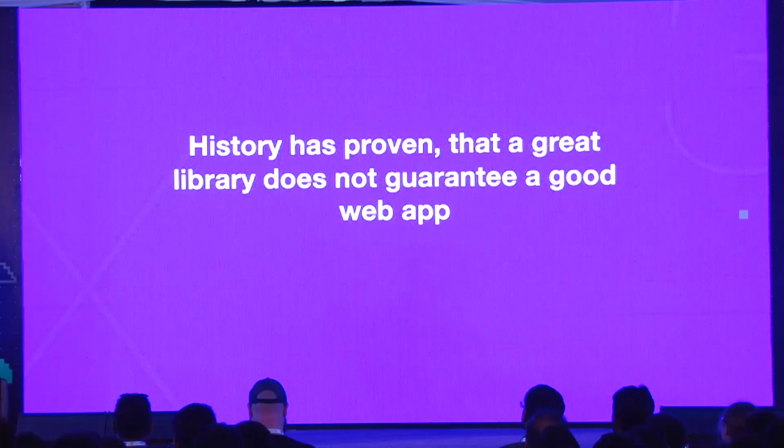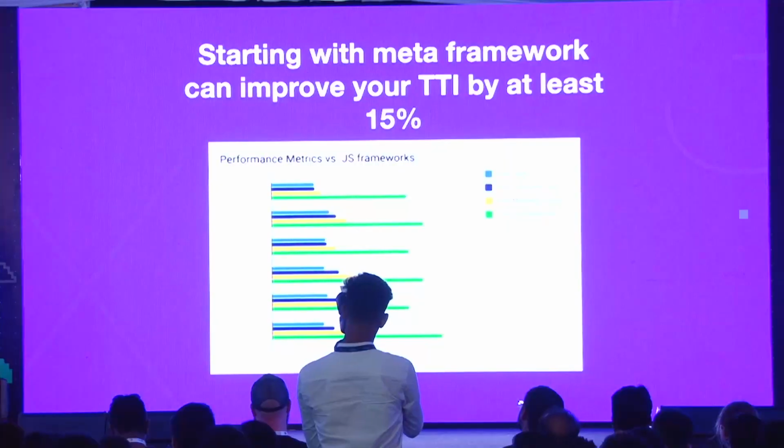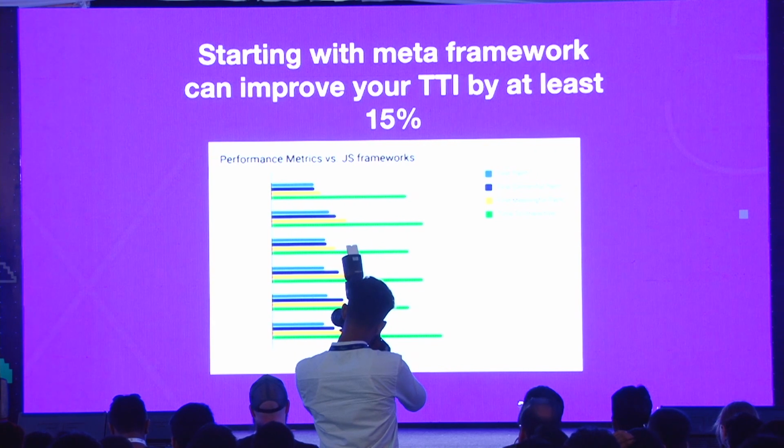However, history has proven that a great library does not guarantee you a great web app. React is great, Preact is great, Vue is great, but it's very easy for the current web ecosystem to mess things up. As a web developer, it's very easy to create big, giant bundles and mess up your user experience. Our team at Google found out that adding an established meta framework can improve your web app's time to interactivity by around 15% at least.